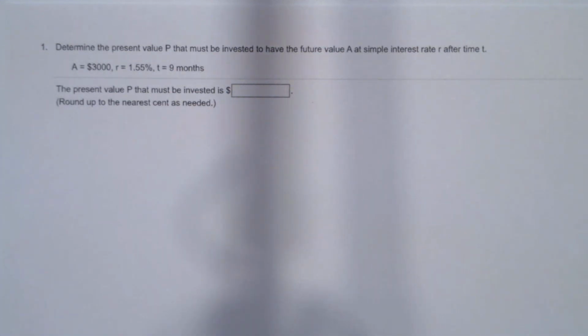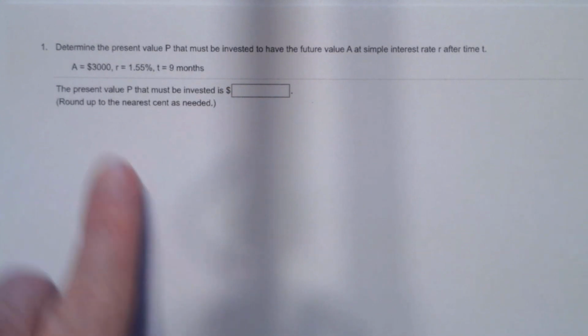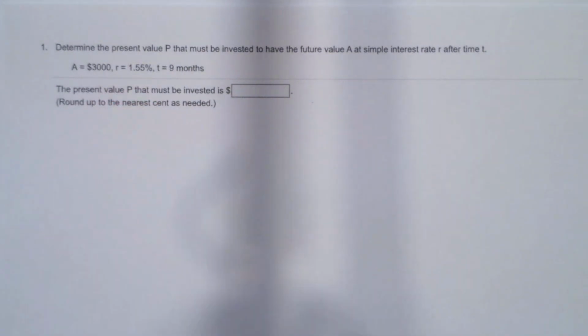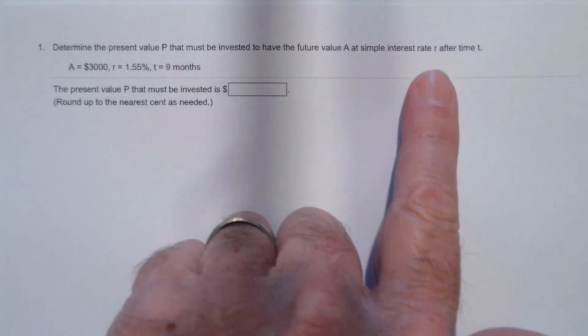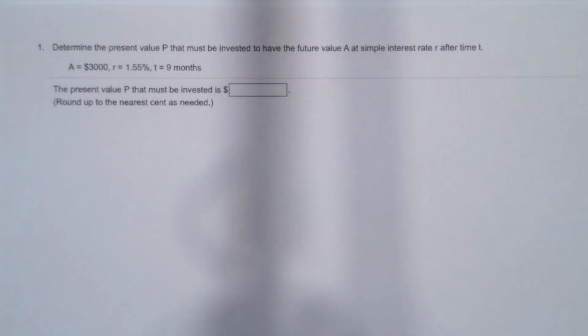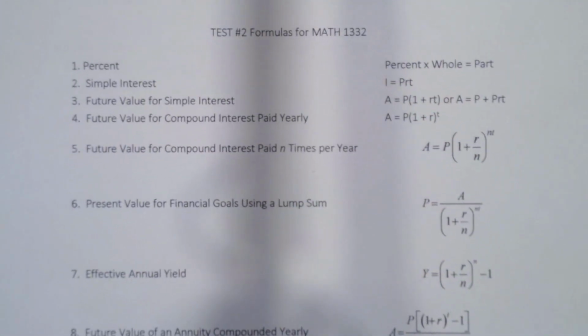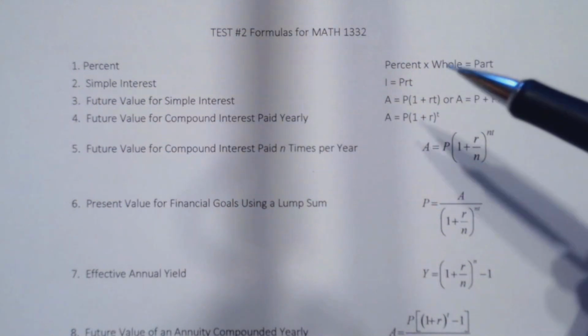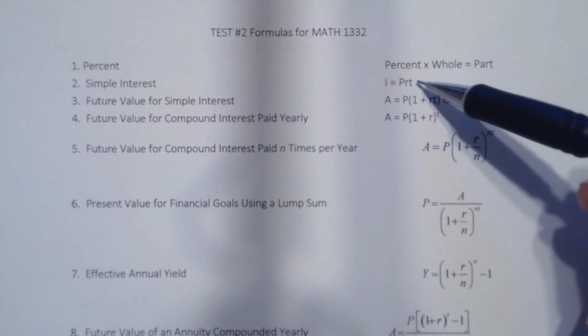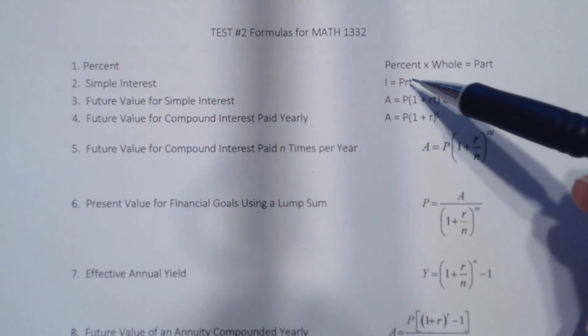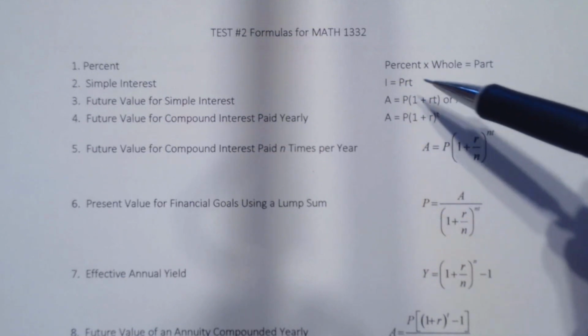In this first problem, it says determine the present value that must be invested to have a future value A at simple interest rate R after time t. So if you look at our formula sheet, there's two formulas for simple interest. This first one just gives you the interest if you know what P, R, and T are.